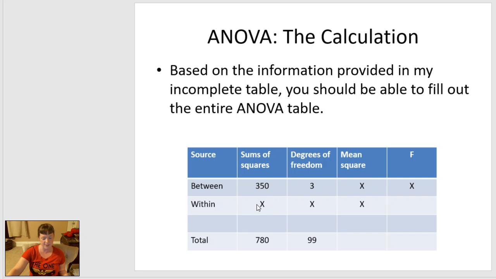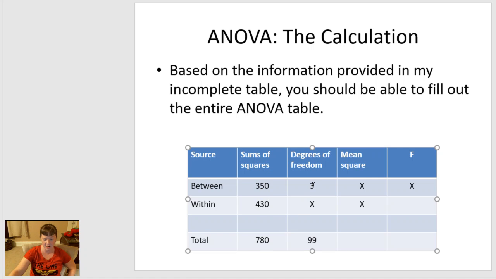And watch me do this. Because I know between plus within always equals total, I can take 780, subtract 350 to find out what my sums of squares within is. So 780 minus 350, and now I know that this is going to be 430, right? Because between sums of squares and within sums of squares is always going to be total sums of squares, right? The between plus the within is always going to be the total.